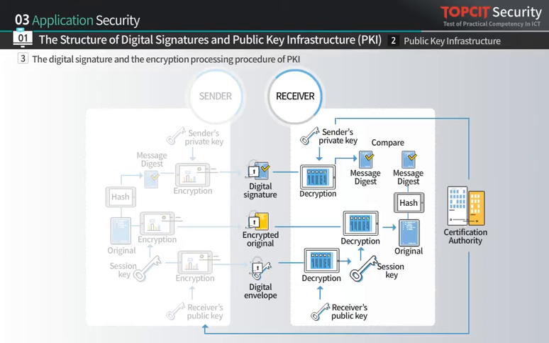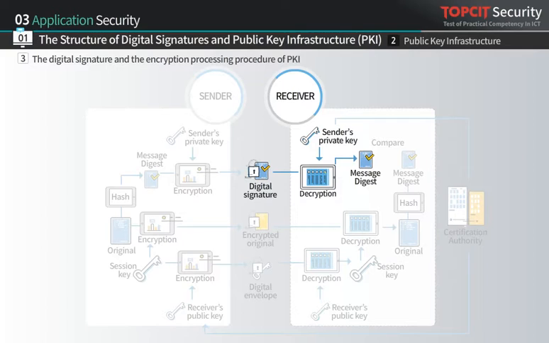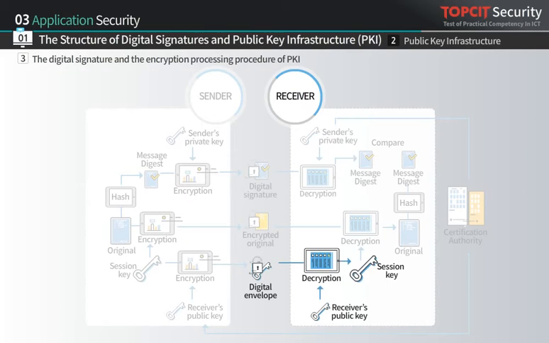Next, let's take a look at the process from the receiver side, which is where the digital signature is decrypted with the sender's public key and restores the message digest. Then, the encrypted session key is decrypted with the receiver's private key, thus enabling the session key to be extracted. Then, using the extracted session key, the encrypted original text is decrypted.